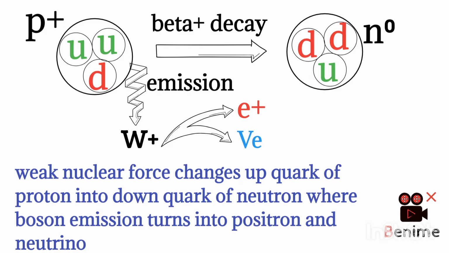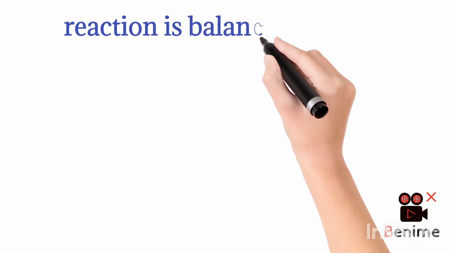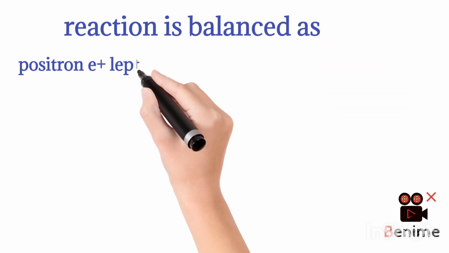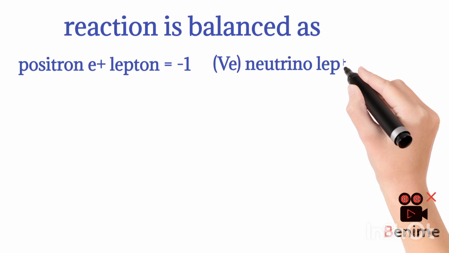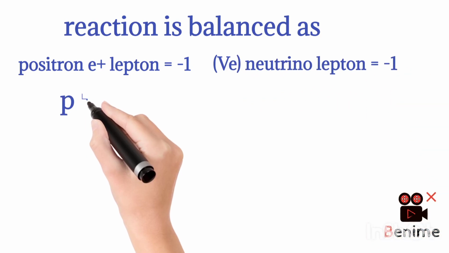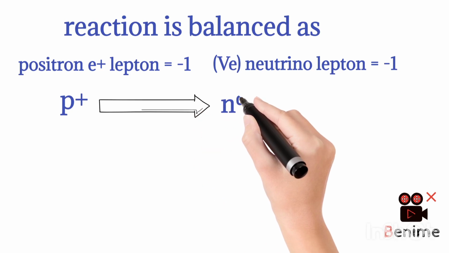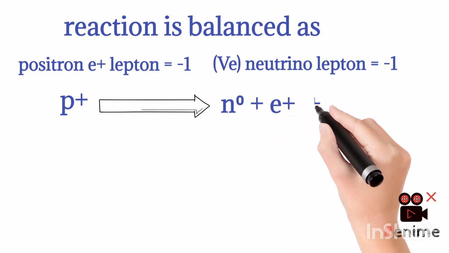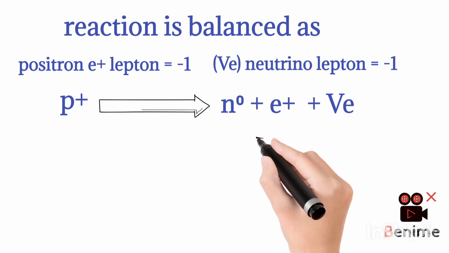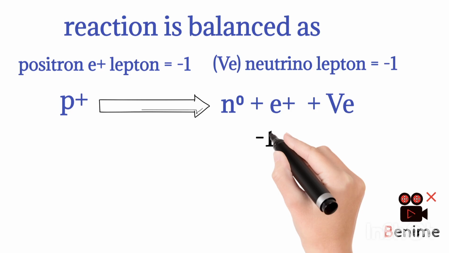But here, things slightly change. The proton decays into a neutron, plus a positive boson emitted instead of a negative boson, which then turns into a positron and neutrino, opposite to the negative boson case, but the role remains the same. Here in beta plus decay, the lepton number of the positron is +1, which is balanced by the lepton number of the neutrino, which is -1.